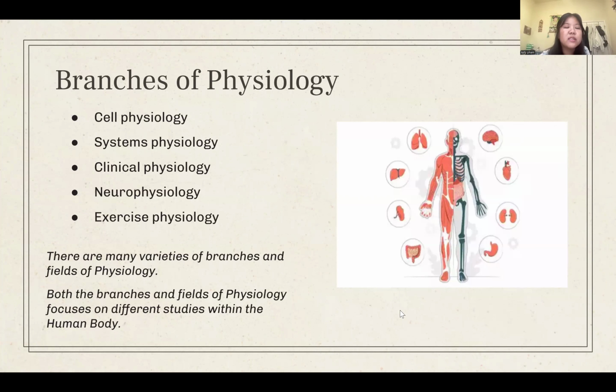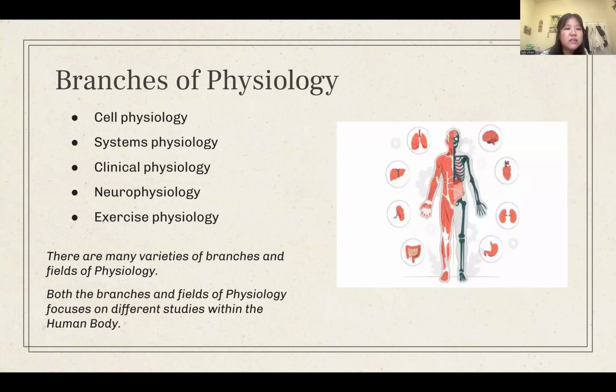Now, moving on to the branches of physiology. There are various types of branches and fields of physiology, and each focuses on different studies within the human body, but today we'll be discussing these 5 branches of physiology. Cell physiology is the study of how cells function and interact with their environment, including how they respond to stimuli and maintain life. System physiology is the study of how biological systems work and respond to changes in their environment using engineering tools and mathematical computational modeling, and how individual cells and components of a system work together to respond.